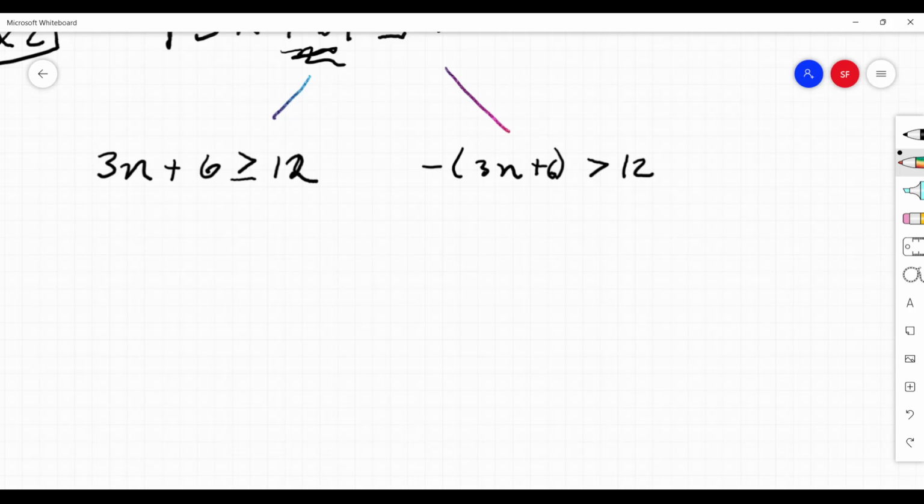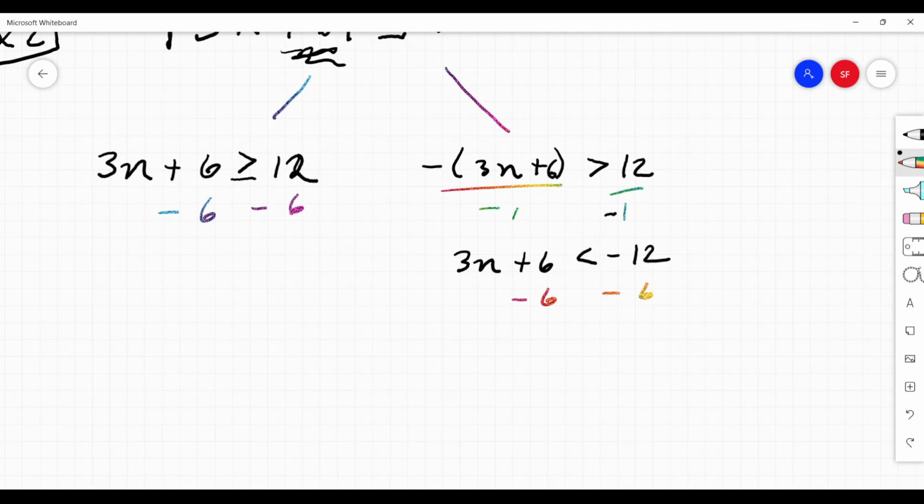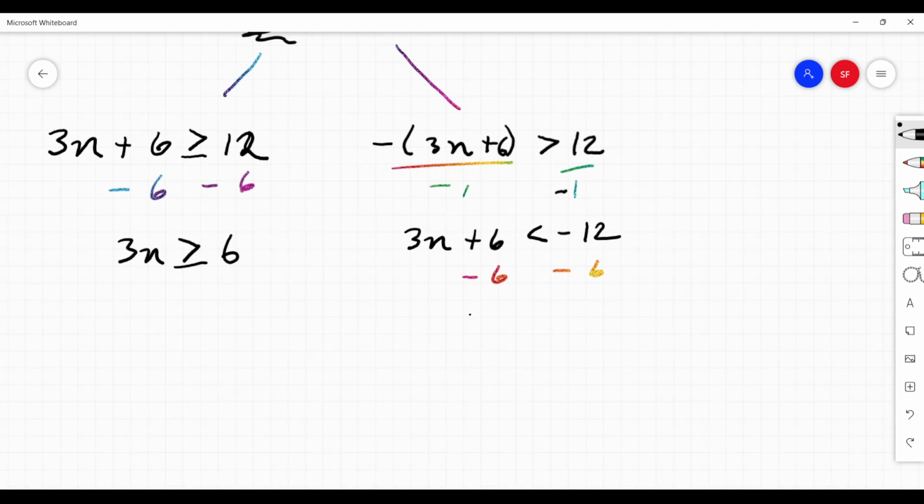So on this side, we divide by -1, right? And end up with 3n plus 6 is less than or equal to -12, right? And then we subtract 6 on both sides on both equations, and we'd end up with 3n is greater than or equal to 6 over here. And on this side, 3n is less than or equal to -18, right?